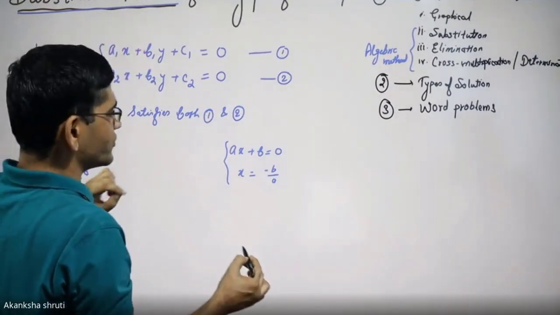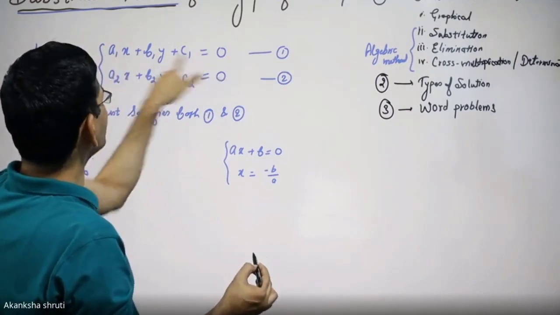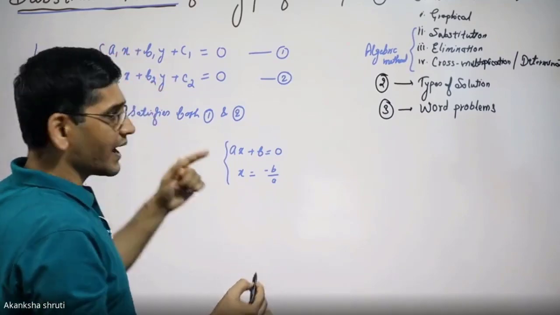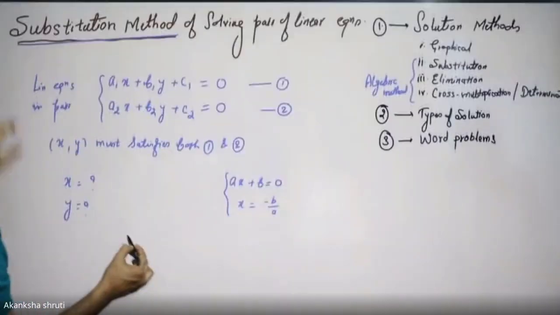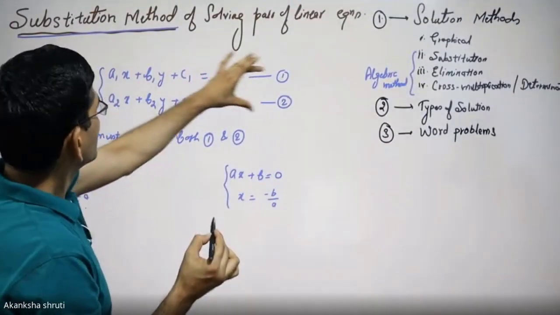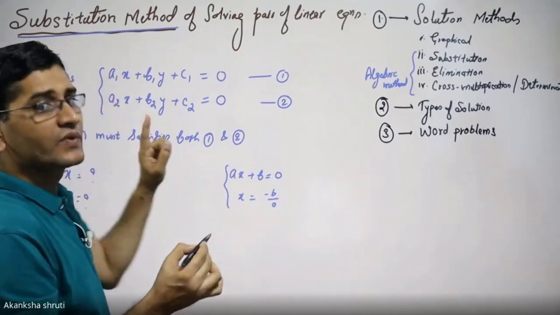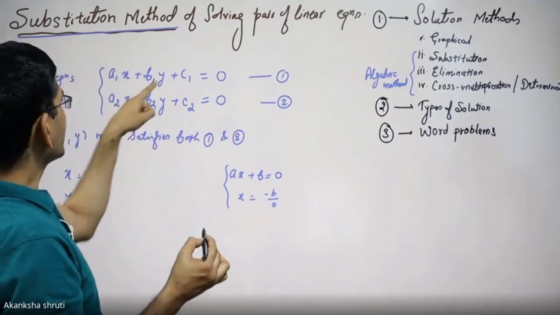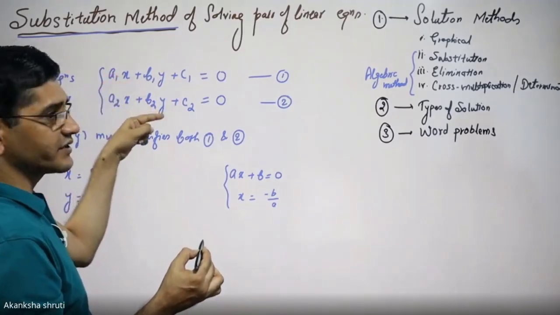So what can we do? Students, if we take one of the variables from equation 1 and substitute it in equation 2, then I will land up with only one variable. So that method is called the substitution method. The ultimate objective of these two different equations is to convert them into one equation with one variable. For that, we take the value of the variable from one equation and substitute it in the other.